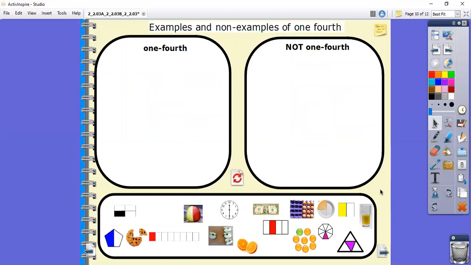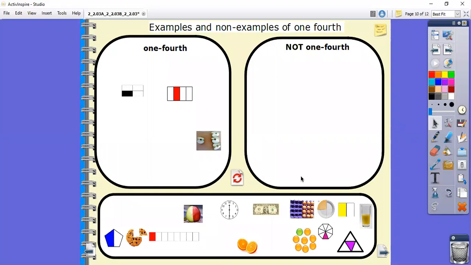Now we're going to look at examples that are 4ths. Oh, we found some already before. Here's a picture of those 4ths. This is a 4th. Oh, look at all these great examples of a fourth colored in. Oh, the cookie, don't forget the cookie, a fourth of that cookie's been cut off.